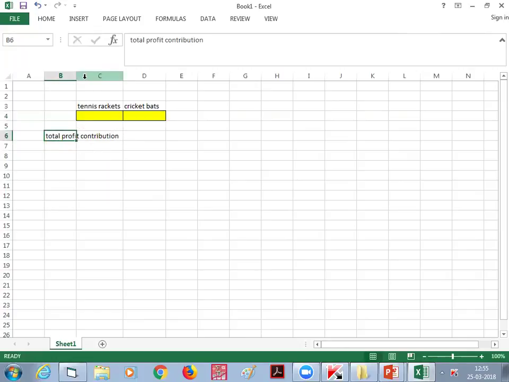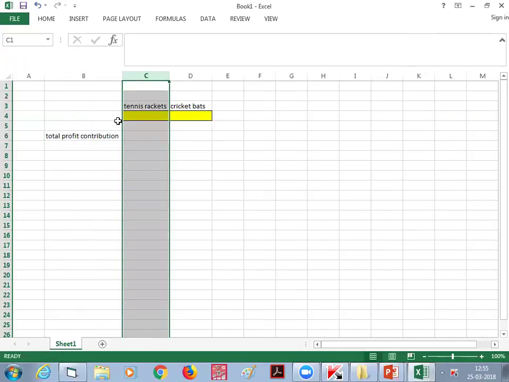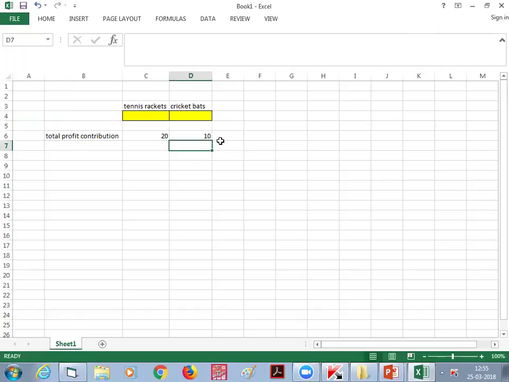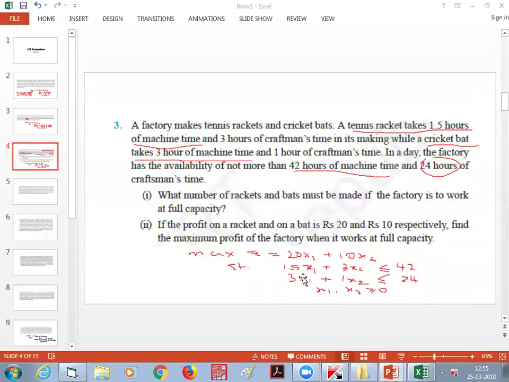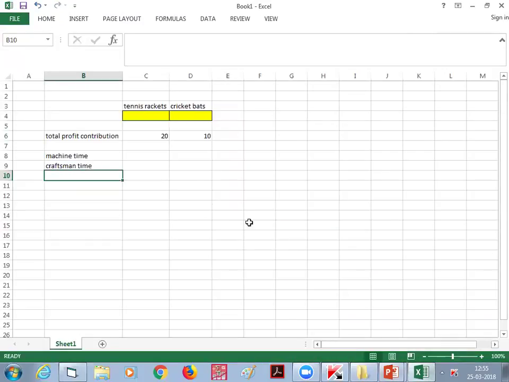Now, what are the profit contributions of each of these rackets and bats? Well, this one is 20 and this one is 10. So I'm just writing down the coefficients here. And let's look at machine time and craftsman time. Let's just write down the basic coefficients that we had. So what were the coefficients? 1.5 and 3, and 3 and 1. Okay.